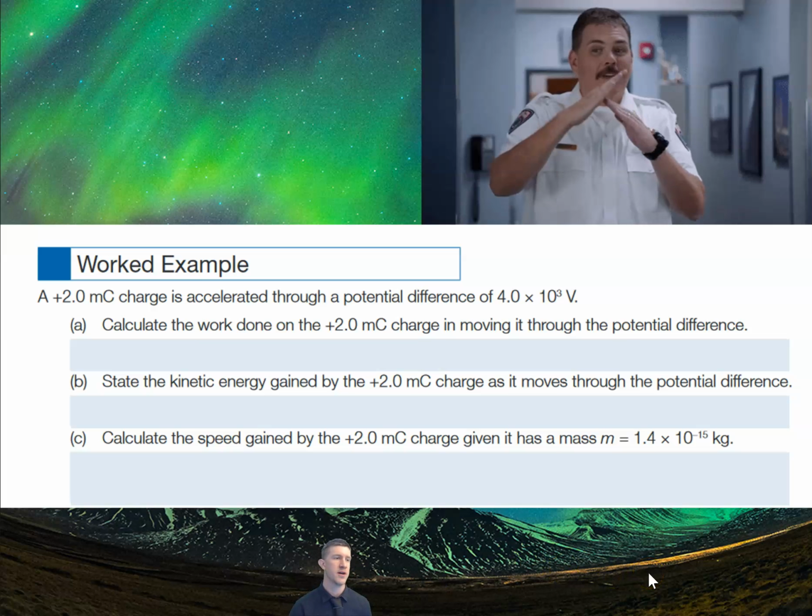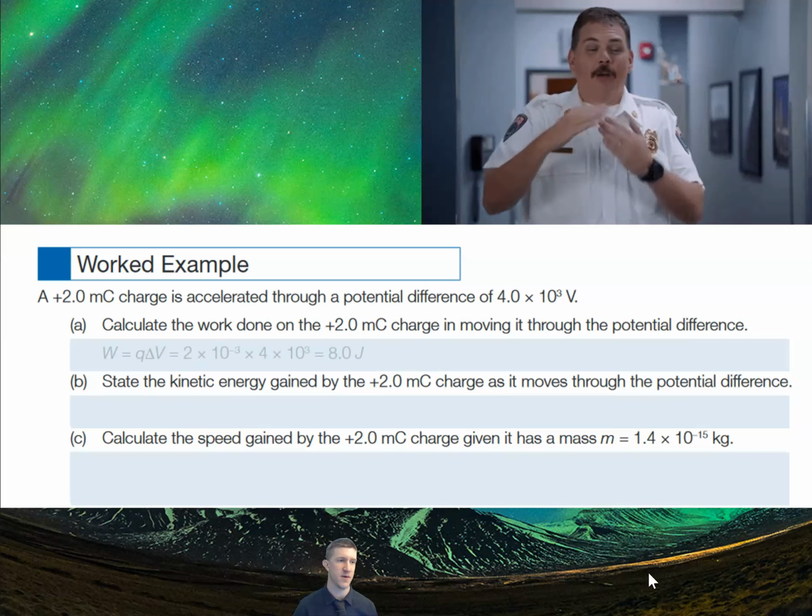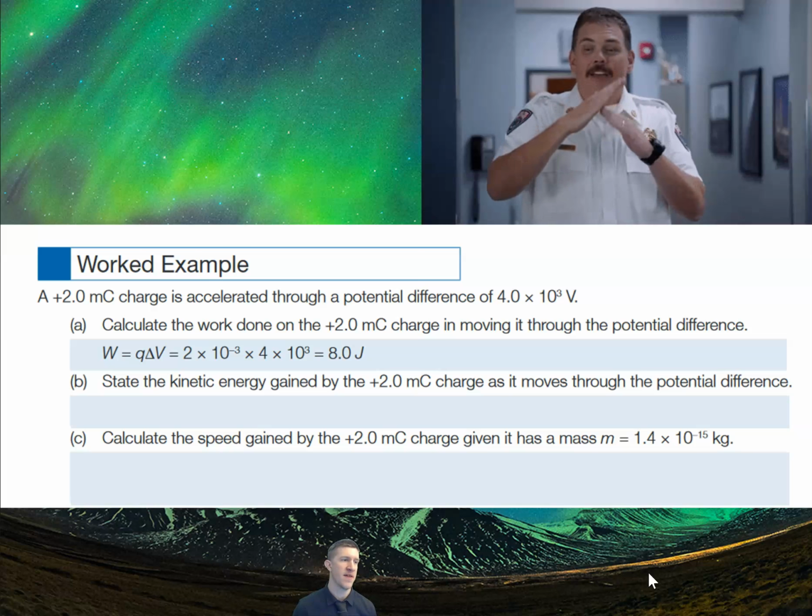Okay, so in this case, for the work done on the charge, we know the charge and we know the potential difference. So this is just a Q delta V situation. I plug it in, I've got the charge that I was given. Remember that they gave you the unit, so it's a milli. The prefix is millicoulomb, so it's 10 to the minus 3. I times that by the potential difference and I get 8 joules of energy.